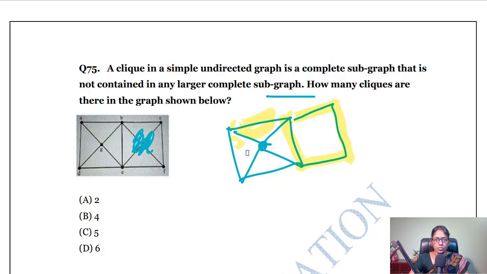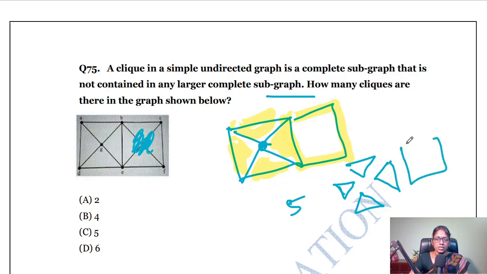This is 1, 2, 3, 4 and 5. So this is a clique. Five is possible. I can split like this, or like this, or like this, and like this. So this is called a clique, that is, we cannot split further. This is called a complete subgraph, not contained in any larger complete subgraph. This part you cannot split again. This is a clique. So option C is the correct answer.